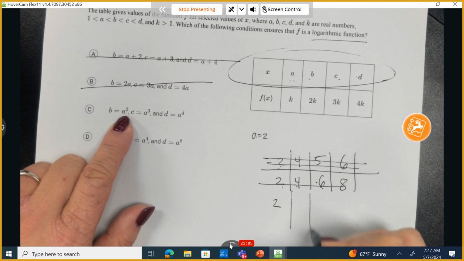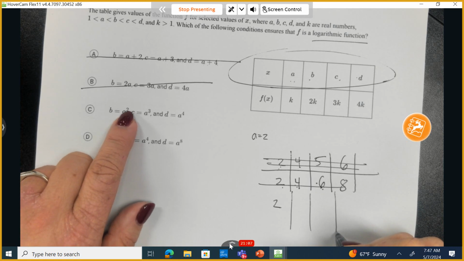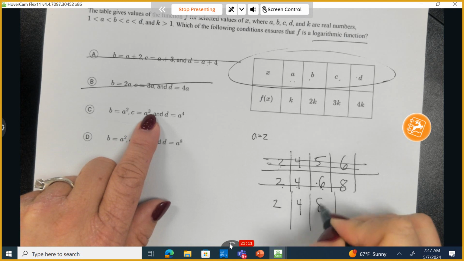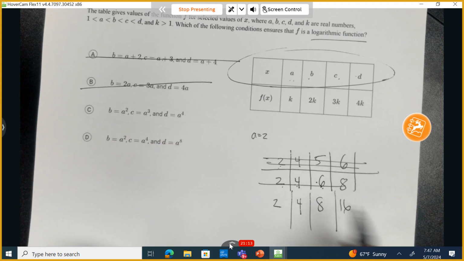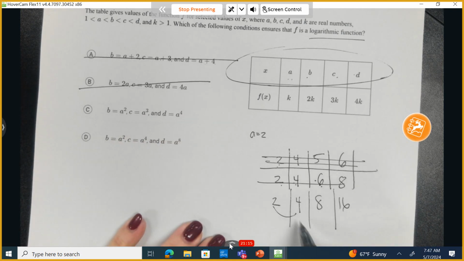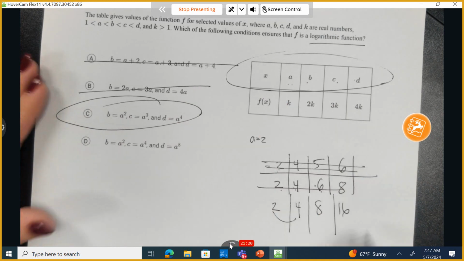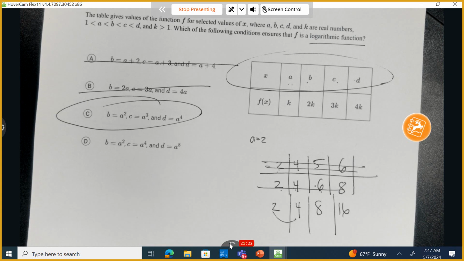I start with 2. 2 squared is 4. 2 cubed is 8. 2 to the 4th is 16. Am I consistently multiplying by 2? We know it's logarithmic. We now have input values that are being multiplied by a value. Correct answer is D.